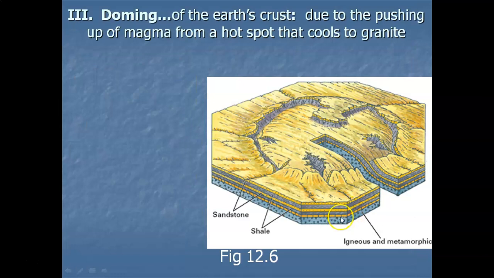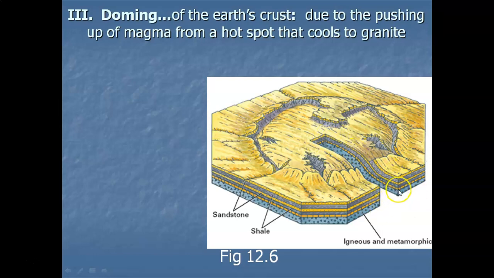Okay. All right, so the third and final feature is doming of the Earth's crust. Doming of the Earth's crust. And this is due to the pushing up of magma. So, you've got a hot spot, and the hot magma's rising, right? Hot, and it's kind of like convection. Hot material is rising. And literally, this rising magma can push up on the rock of the Earth's crust and actually deform the Earth's crust.